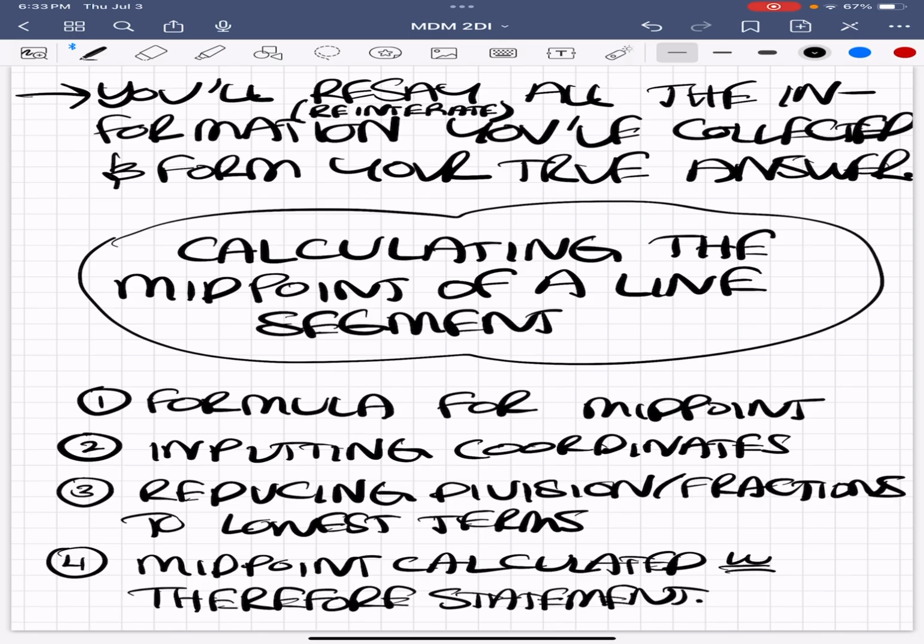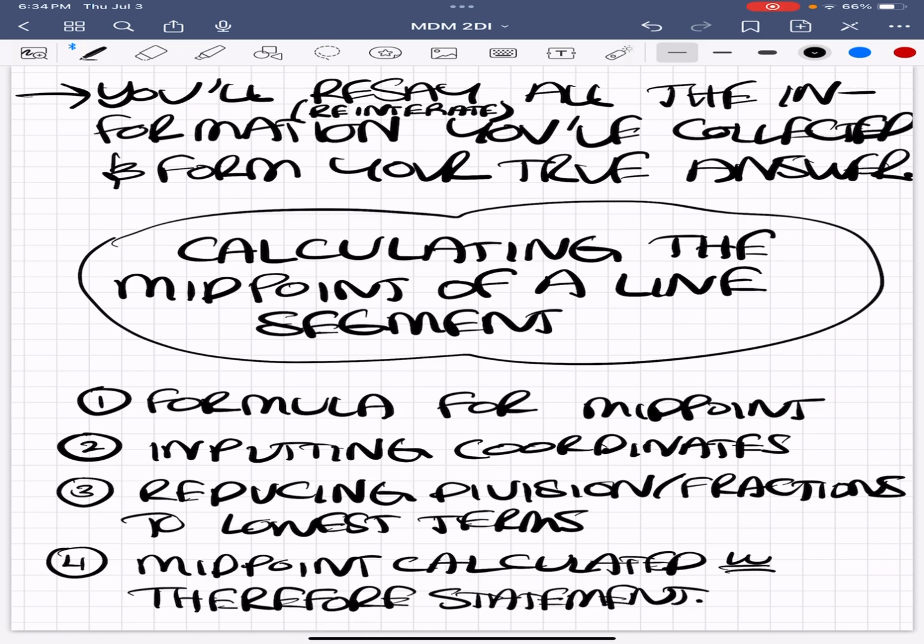Alright, so we're going to be calculating the midpoint of a line segment today. I'll tell you what midpoints are, and I'll describe it a little bit, maybe draw you a little diagram. We're going to go over the formula for midpoint. We're going to be inputting the coordinates for two pairs of points and finding the middle of that line segment. We will also be reducing division or fractions to the lowest terms.